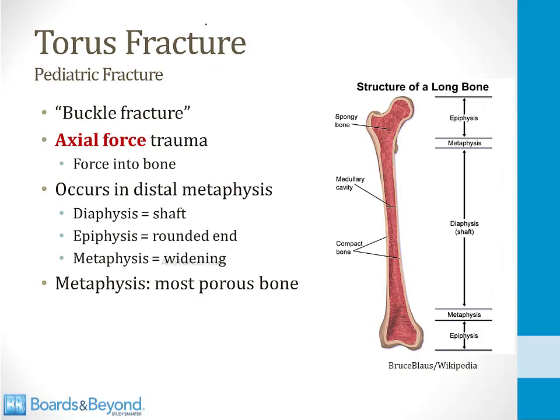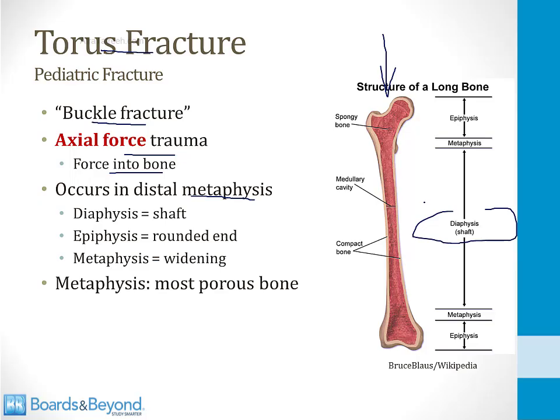The other incomplete fracture is called a torus fracture, or sometimes it's called a buckle fracture. This happens from an axial force trauma, meaning a force applied into the bone. So for example, if you look at this drawing of a bone on the screen here, if we applied a force this direction right into the bone, that's what causes a torus fracture. It usually occurs in the distal metaphysis, so some brief terminology of long bones here.